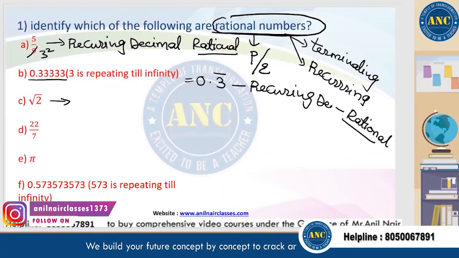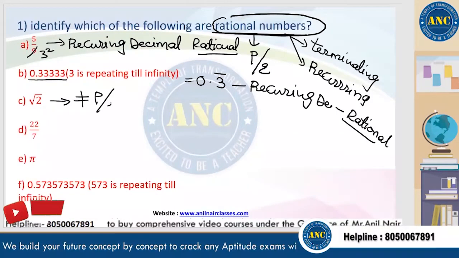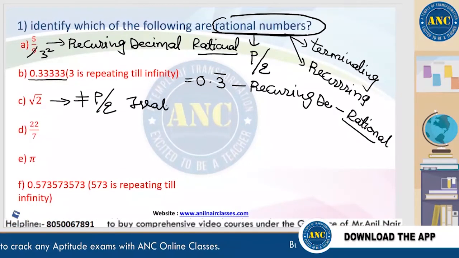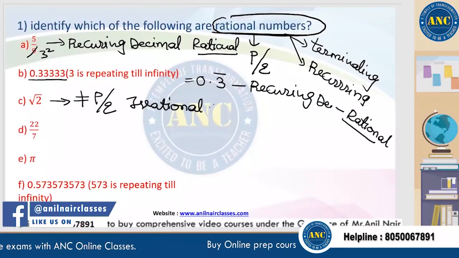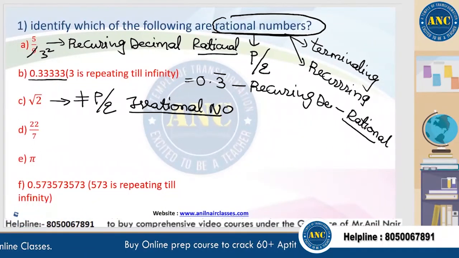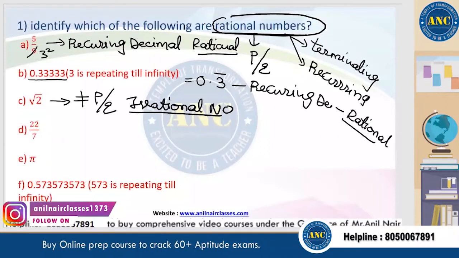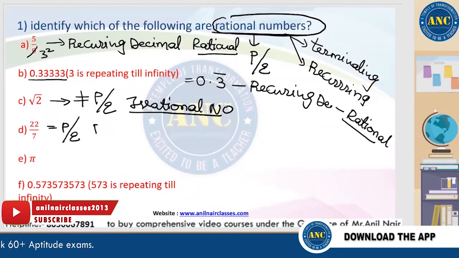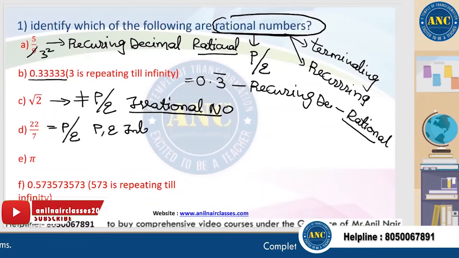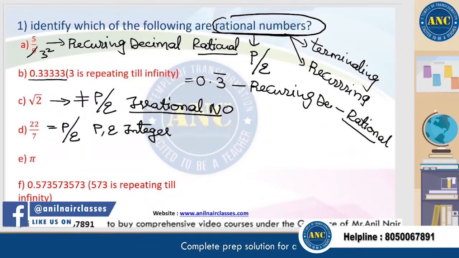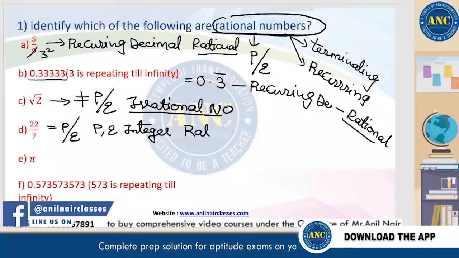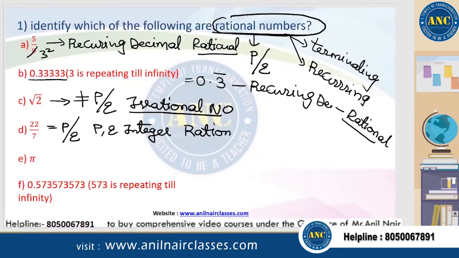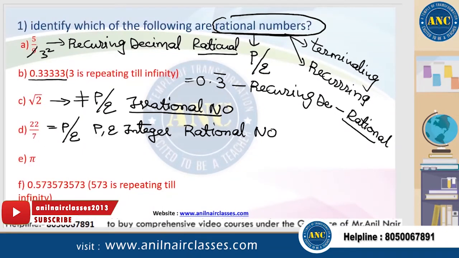Root 2 cannot be expressed in the form p by q. So the third one is an irrational number. 22 by 7 is in the form of p by q, where p and q are integers. 22 is an integer, 7 is an integer. So the fourth one, 22 by 7, is a rational number.